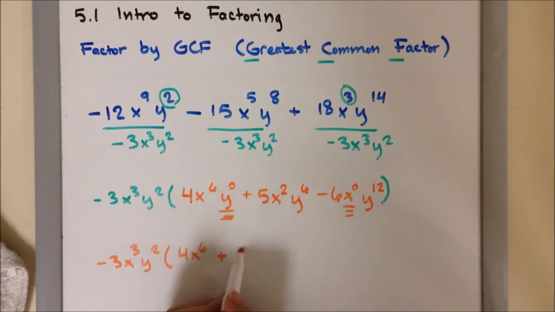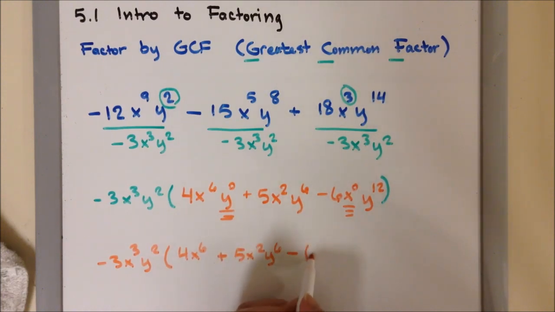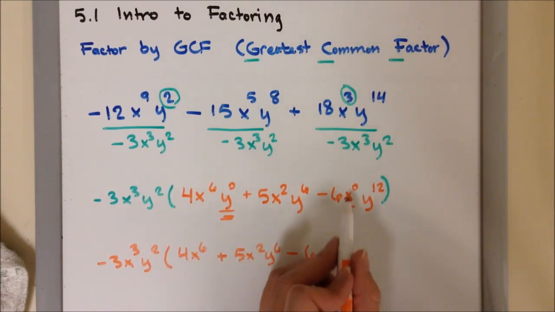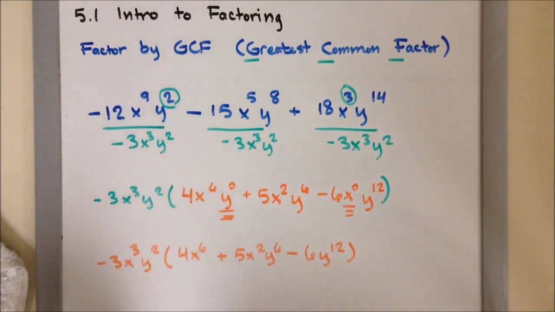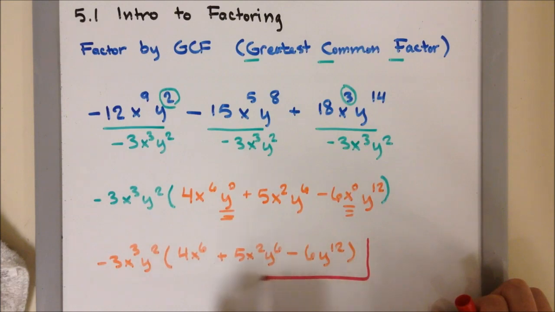Nothing changed here, so it's going to be 5x squared y to the 6 minus 6. Since it's x to the 0, that becomes 1. I'm not going to write it. And then it's just y to the 12th power. And that will be our final answer. And box it up.